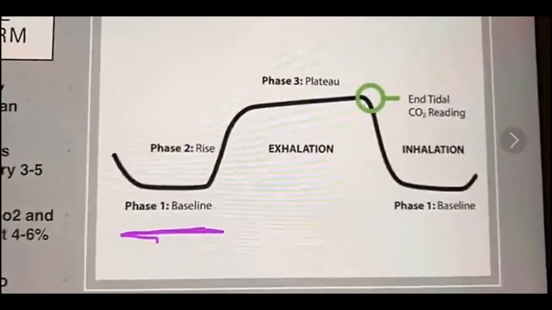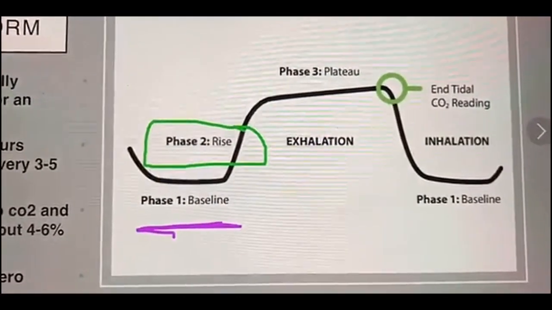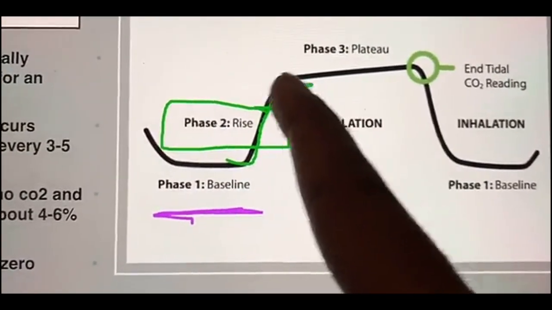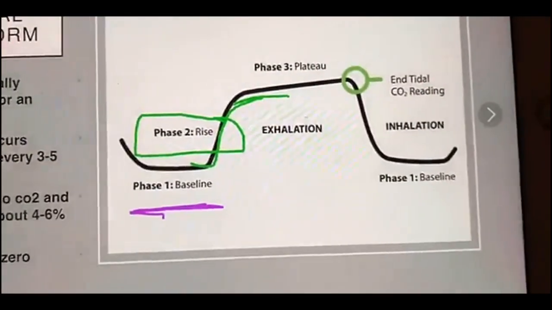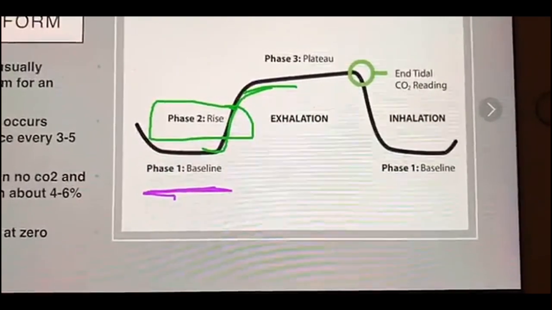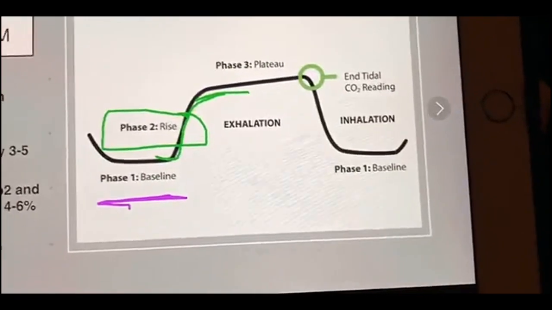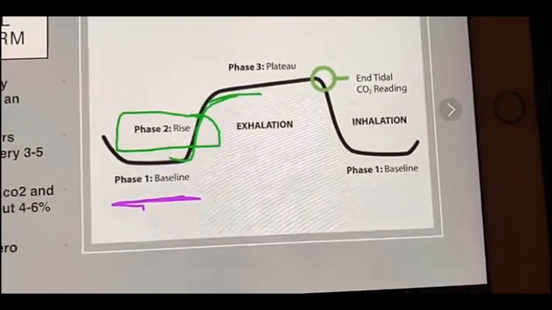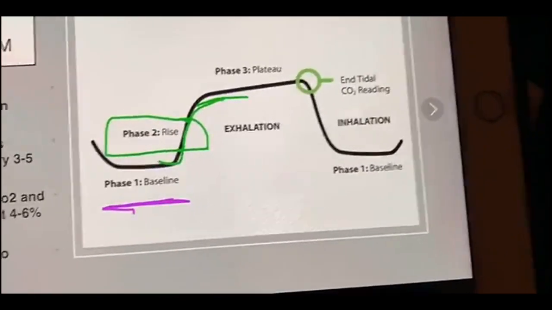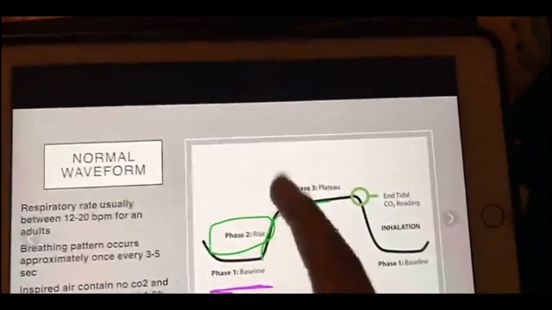Then we will move to the second phase, which is phase 2. We call it the expiratory upstroke. It is the beginning of expiration, sorry, and it is the transition of the anatomical dead space that doesn't participate in gas exchange. That means it is the air in the upper airway like the trachea and so on, and it contains a little amount of CO2.